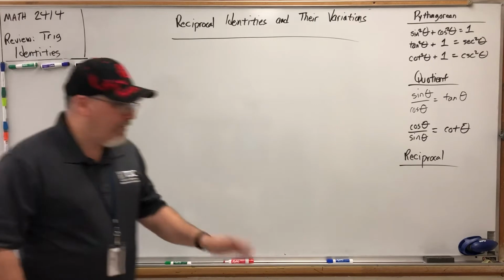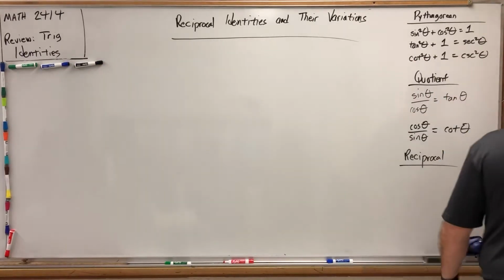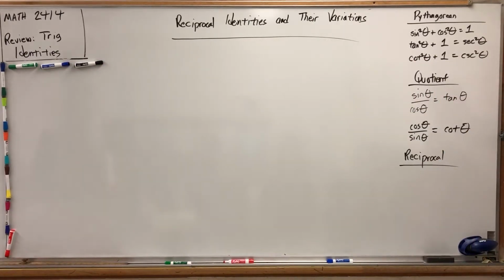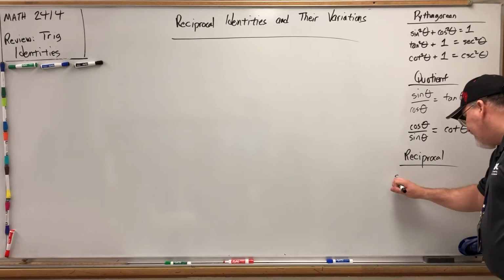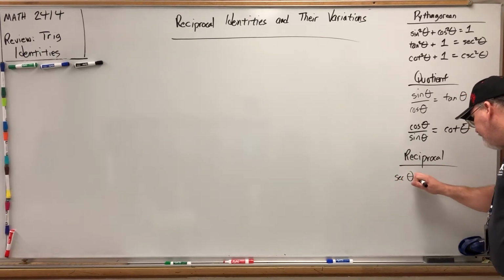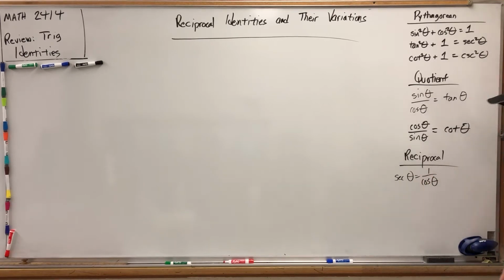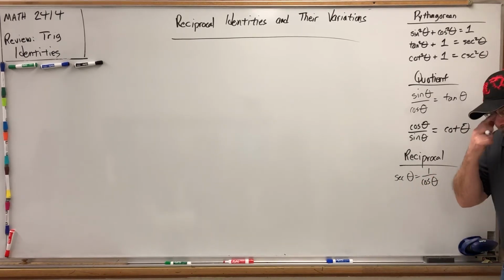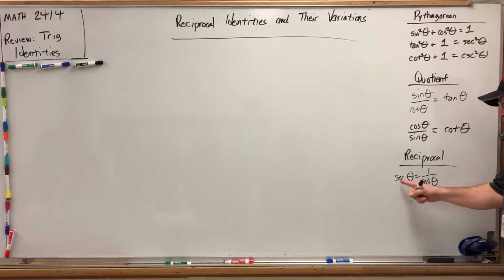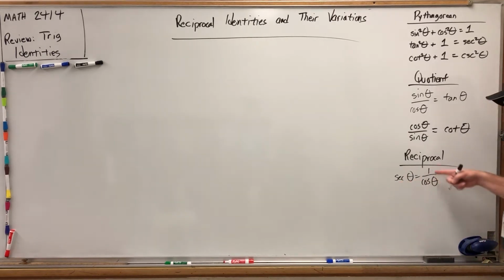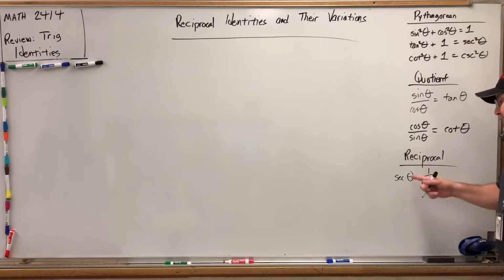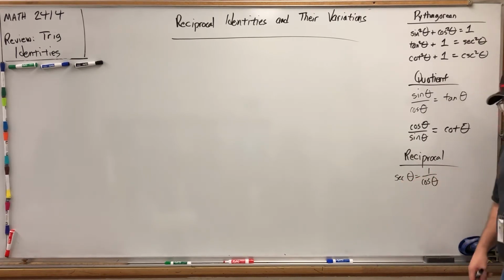These are based off of definitions. I'm just going to list them over here. Let's see. The first one is secant of theta is equal to 1 over cosine of theta. Now, by the way, the reciprocal relationship is a two-way street. If I say secant is the reciprocal of cosine, then cosine is the reciprocal of secant. In other words, I could write cosine theta equals 1 over secant theta.